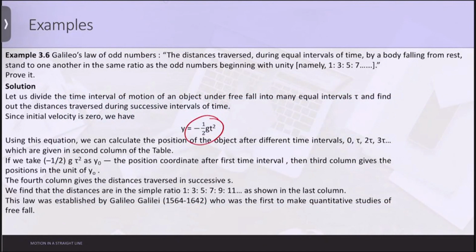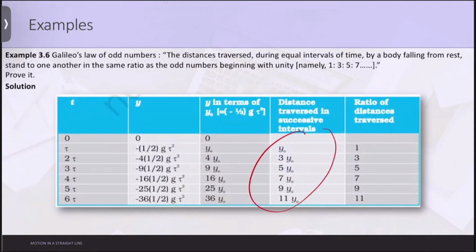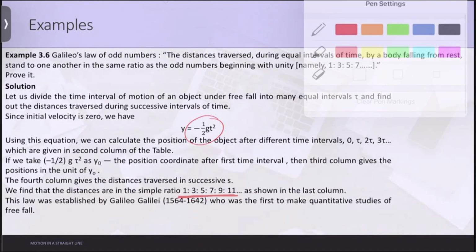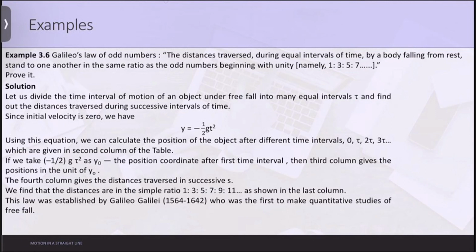Okay, so now we find that the distances are in the simple ratio of 1:3:5:7:9:11. Quite evident, as you can see, the ratio of distance traveled is 1, 3, 5, 7, 9, 11. This law was established by Galileo Galilei, who was the first to make quantitative studies of free fall, and hence this law is also known as Galileo's law of odd numbers.